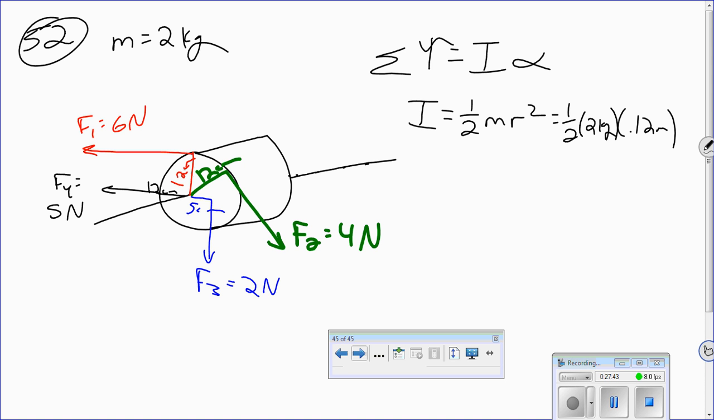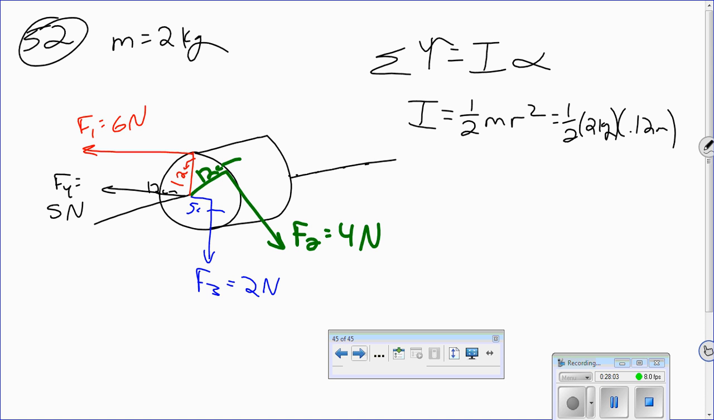A quick comment on this. When I went through this with my honors students, they got a little bit confused about how you know which R to use. Do you guys all understand why I'm using the 12 centimeters and not the 5 centimeters to find my I? Everybody? Because it's a property of the object, right? Depending on the size of the object, not where the forces are being applied, right?